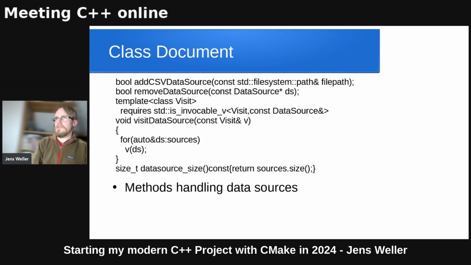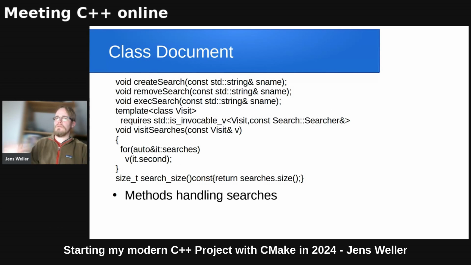Then I have various functions to manage this. I have an add function to get the CSV loaded. I can remove the data source. I can visit the various data sources the document has loaded. And I have often a size function to return the size of the container for testing purposes, and probably later in the application this also will be useful. And those are the methods for handling data sources, and basically I have the same thing for handling the searches.